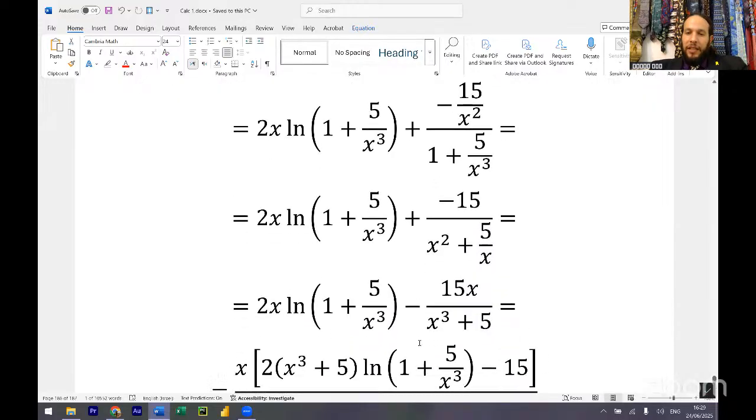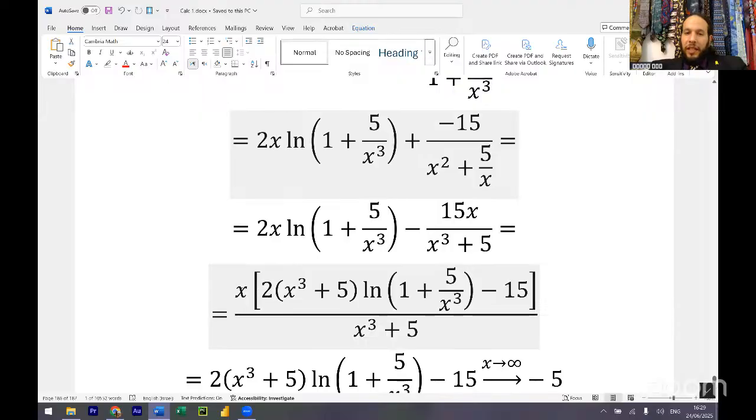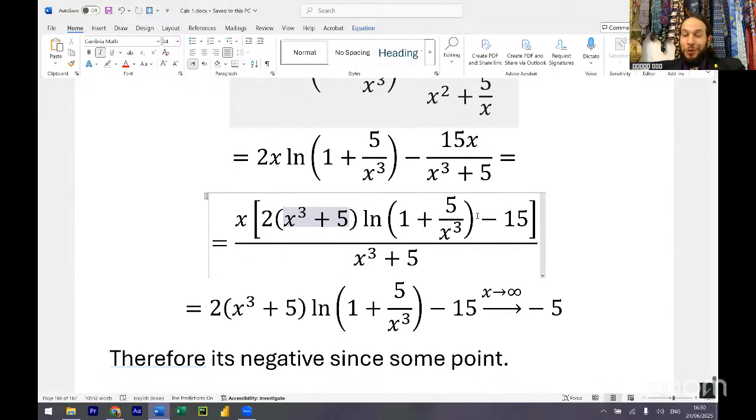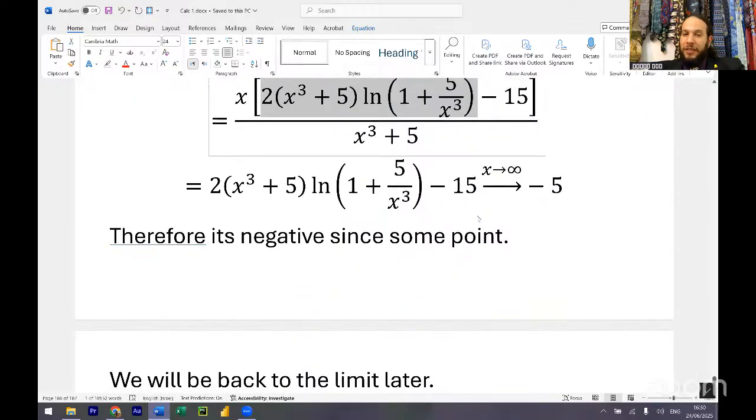But then I did a common denominator, and x is positive, and x cubed plus 5 is positive in the positives when x tends to infinity. And we were left with this expression, which tends to a negative number. And again, solving this limit, to be honest, you don't have to use L'Hopital, but you know what? Let's do the limit as well, because we learned it, actually. Believe it or not, we do know how to solve this limit.